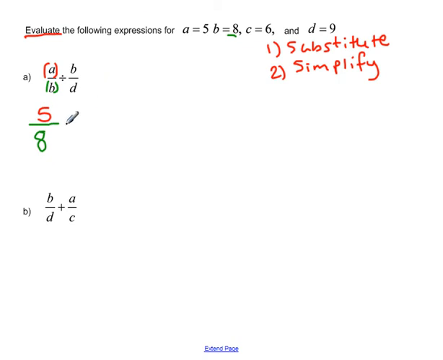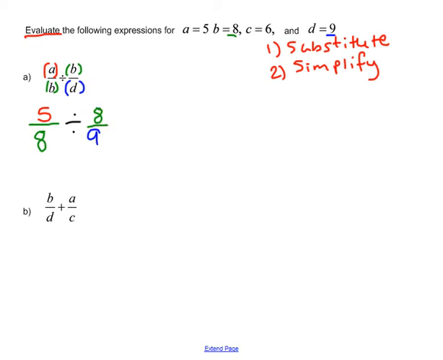Now remember, this is a division problem. Then notice that b shows up again. That's okay. We know that b equals 8. So 8 is going to be the numerator of that other fraction as well, because it shows up in two different places. And then we have the d variable, which we're going to replace with 9. So now I've got this problem: 5/8 divided by 8/9.